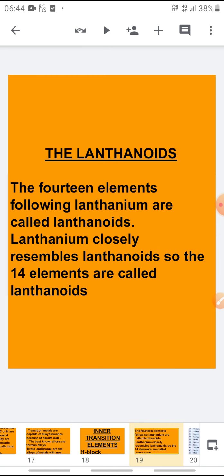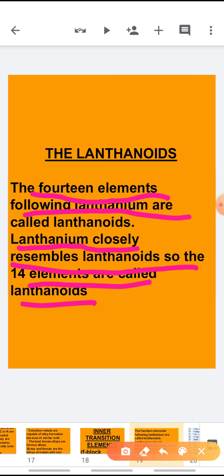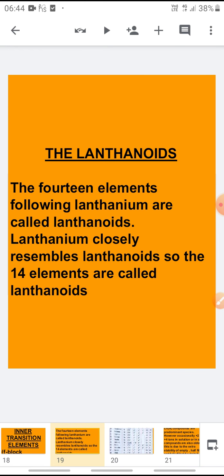What are lanthanoids? The lanthanoids are the 14 elements following lanthanum, and lanthanum closely resembles all the lanthanoids, so the 14 elements are called the lanthanoids. If somebody asks, you'll say lanthanoids are the 14 elements which come after lanthanum but are kept separately outside the periodic table because the last electron enters the f orbital.